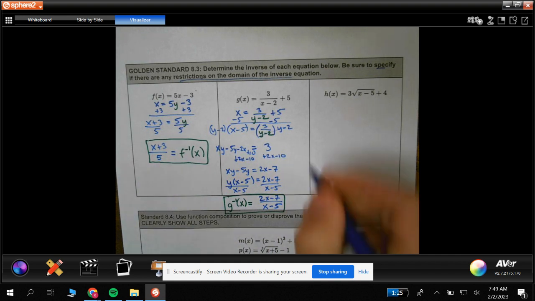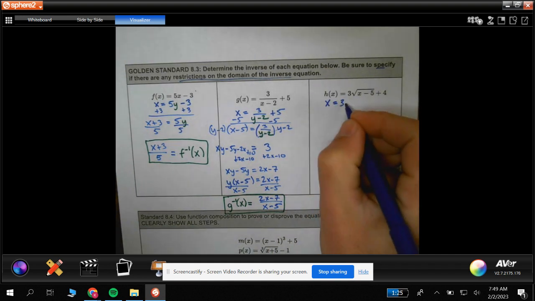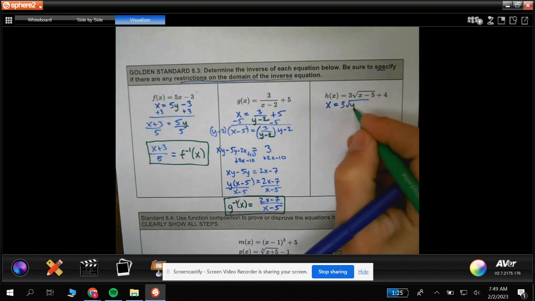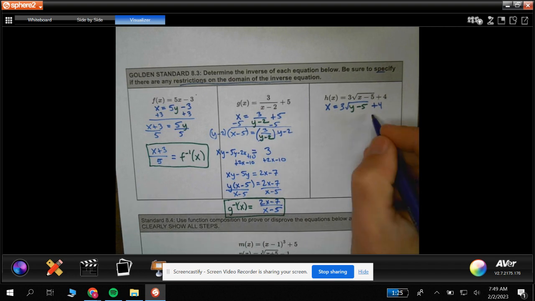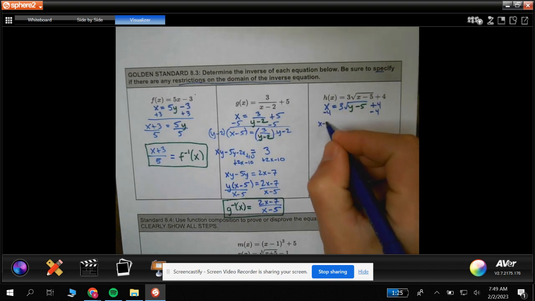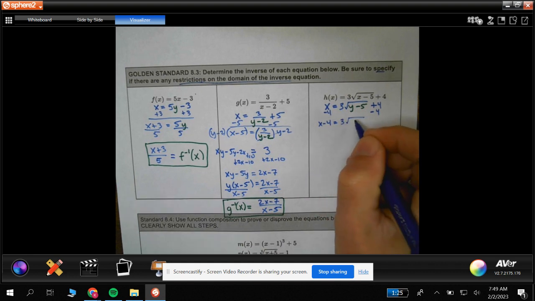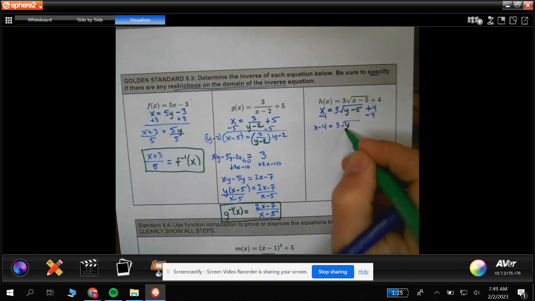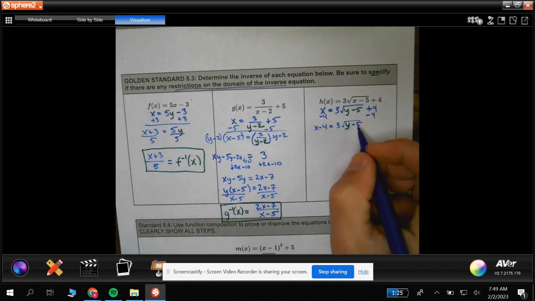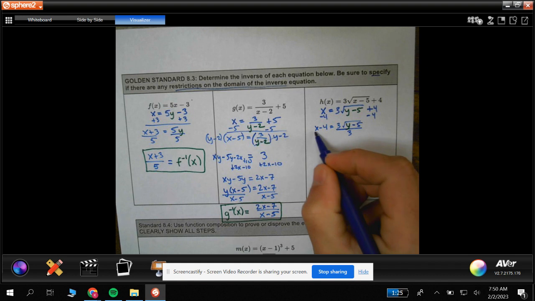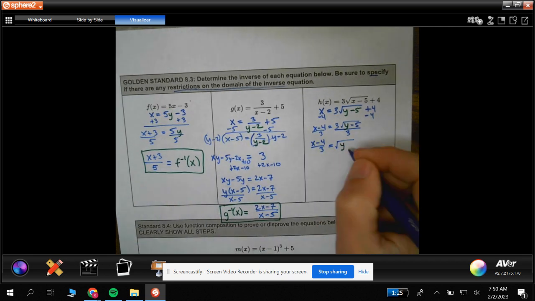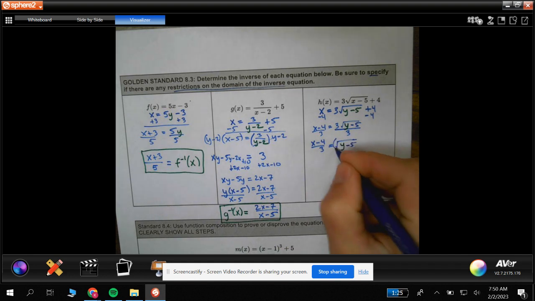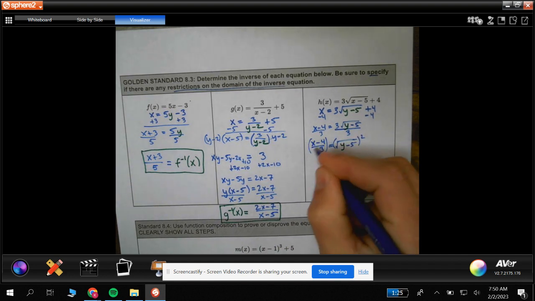Let's look at the third one. Again, start the same way. Flip x and y. So x equals 3 times the square root of y minus 5 plus 4. So I'm going to subtract 4 from both sides. So x minus 4 equals 3 times the square root of y minus 5. Again, my goal is to get that y by itself. I'm going to divide both sides by 3. So x minus 4 divided by 3 equals the square root of y minus 5.